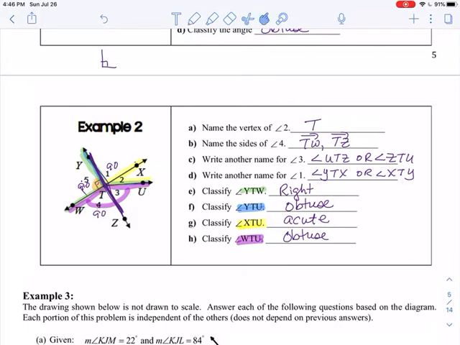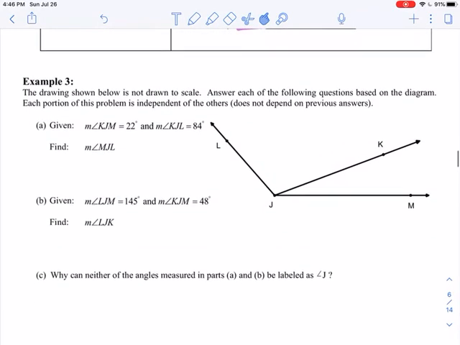Okay, we got this problem down here. Example 3. I have this drawing, not drawn to scale. Answer each of the following questions based on the diagram. Each portion of the problem is independent of the others. So A does not depend on B. They're 2 totally separate problems, but based on the same picture.